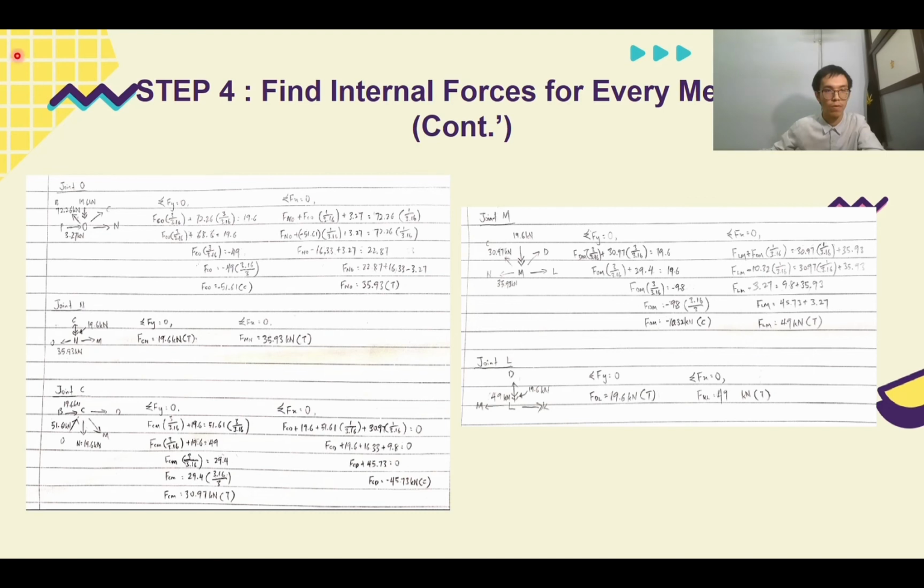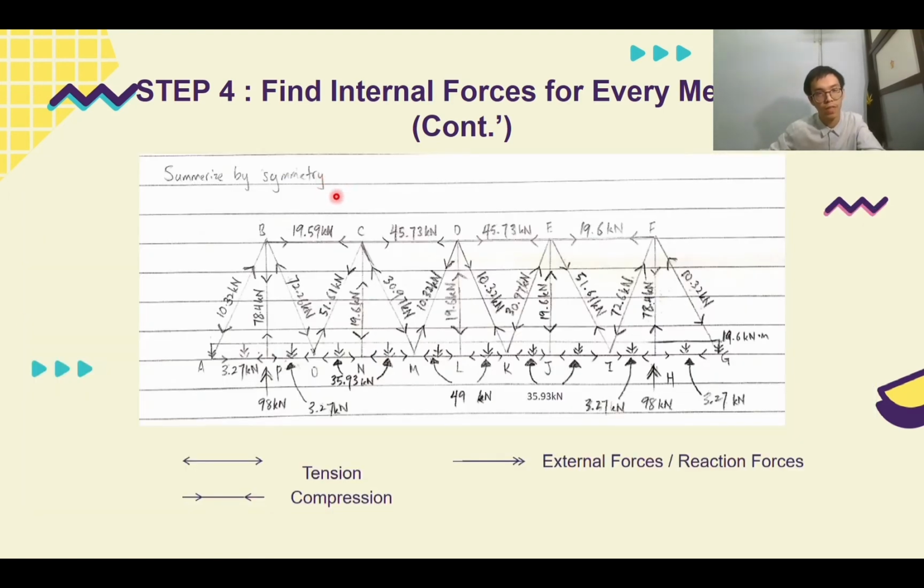So for the calculation, all of these are already half of the way, because this is almost symmetrical, like a mirror for left and right. We can do the symmetry summary like this. So this is the overall internal forces for every member. The arrow pointing outside is tension, the arrow pointing inside the member is compression, and some of the arrows are double arrows. We assume that there are external forces or reaction forces.